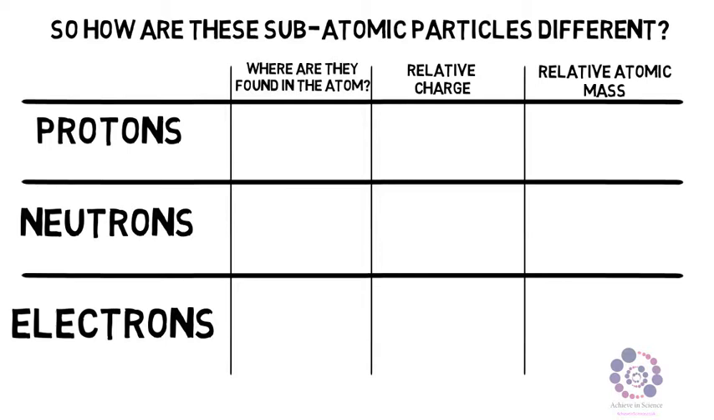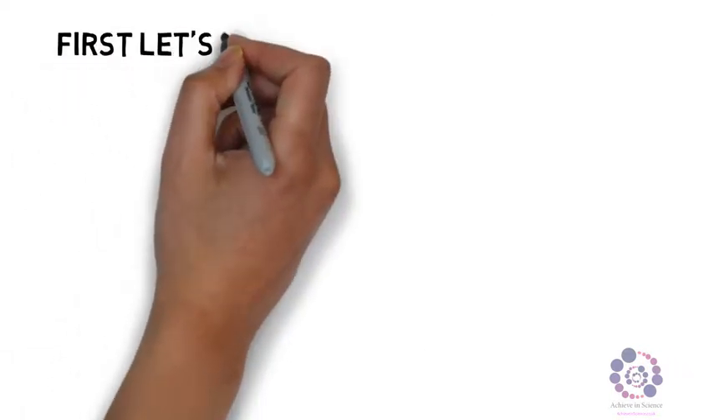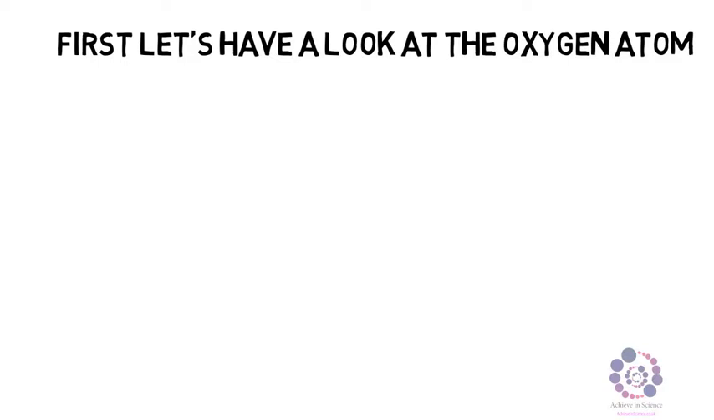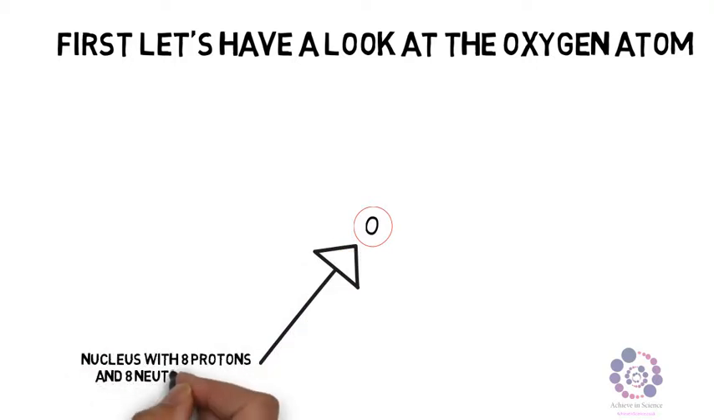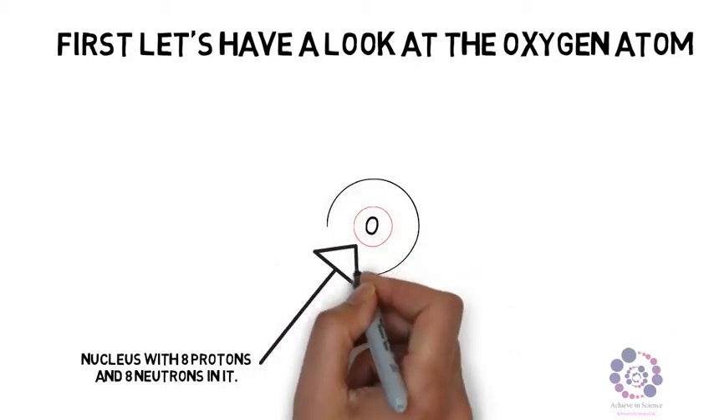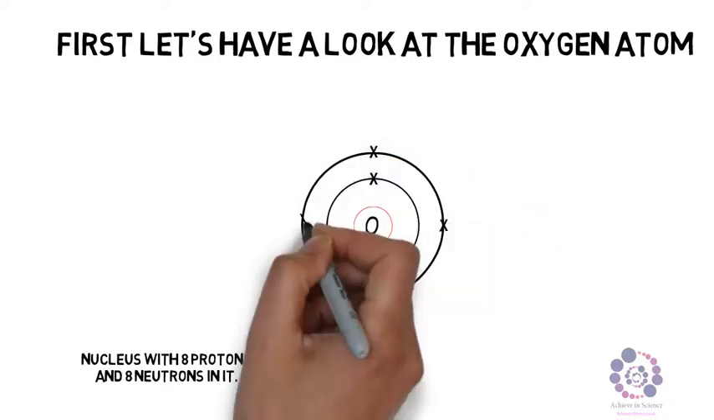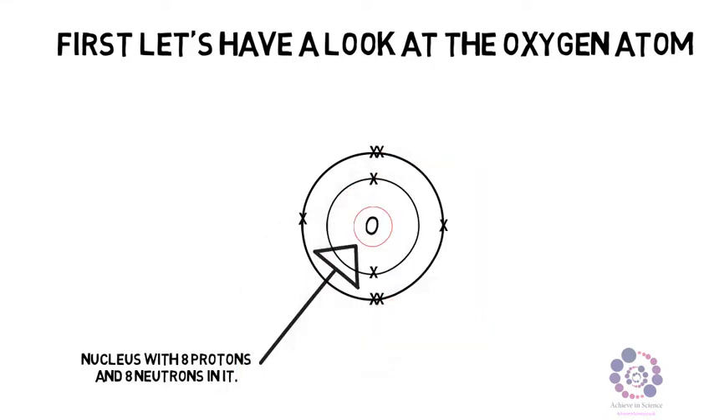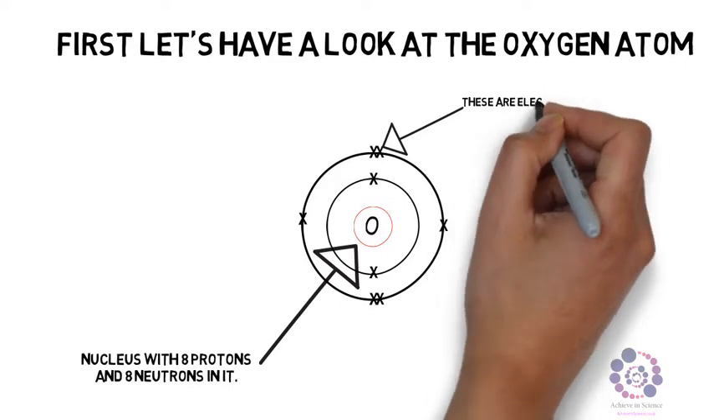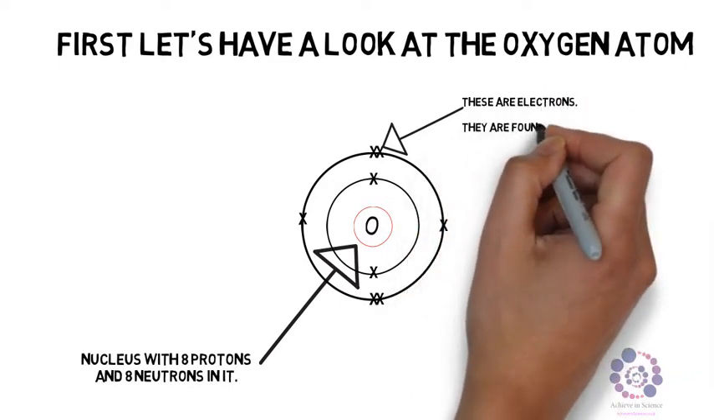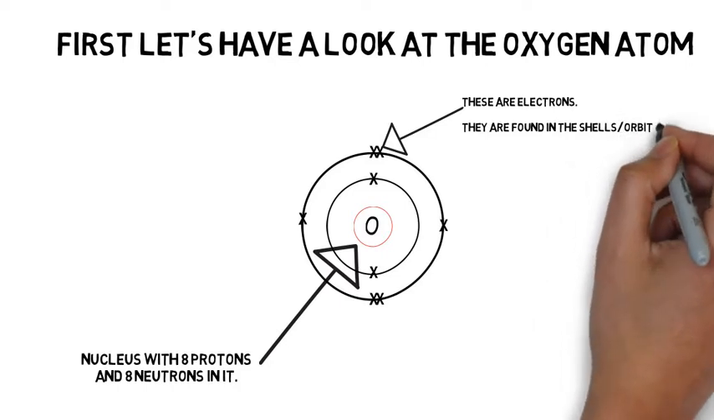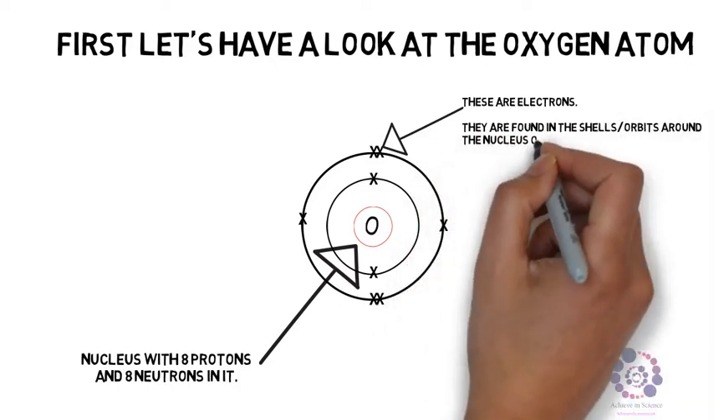So let's have a look. If we look at the oxygen atom and stay with this one, if we draw out the atomic structure of it, we find that at the centre of the oxygen atom we have the nucleus. Inside the nucleus we find the protons and neutrons. So inside oxygen we would find 8 protons and 8 neutrons. Around this nucleus we would find electrons. These electrons are found within shells around the nucleus. In the atom there is the same number of electrons as there are protons. So in oxygen there are 8 electrons. In this case there are 6 outer electrons, referring to oxygen being in group 6.